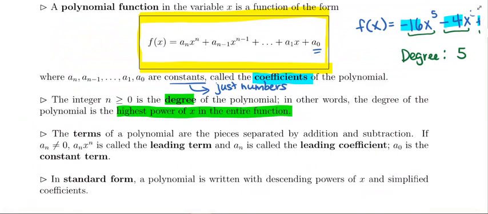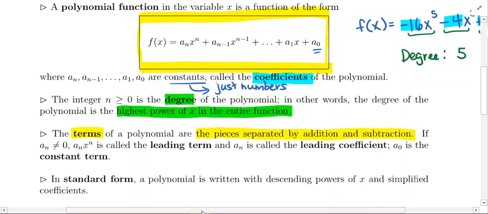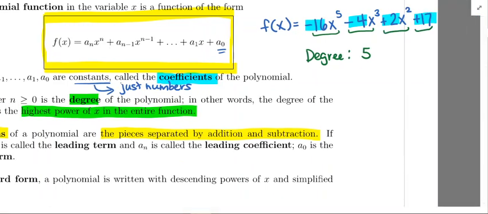The terms of a polynomial are the pieces separated by addition and subtraction. So what we need to know here, terms are the pieces separated by addition and subtraction. If we go over to my polynomial, there are 4 terms, exactly what I underlined initially, the pieces broken up by addition and subtraction.